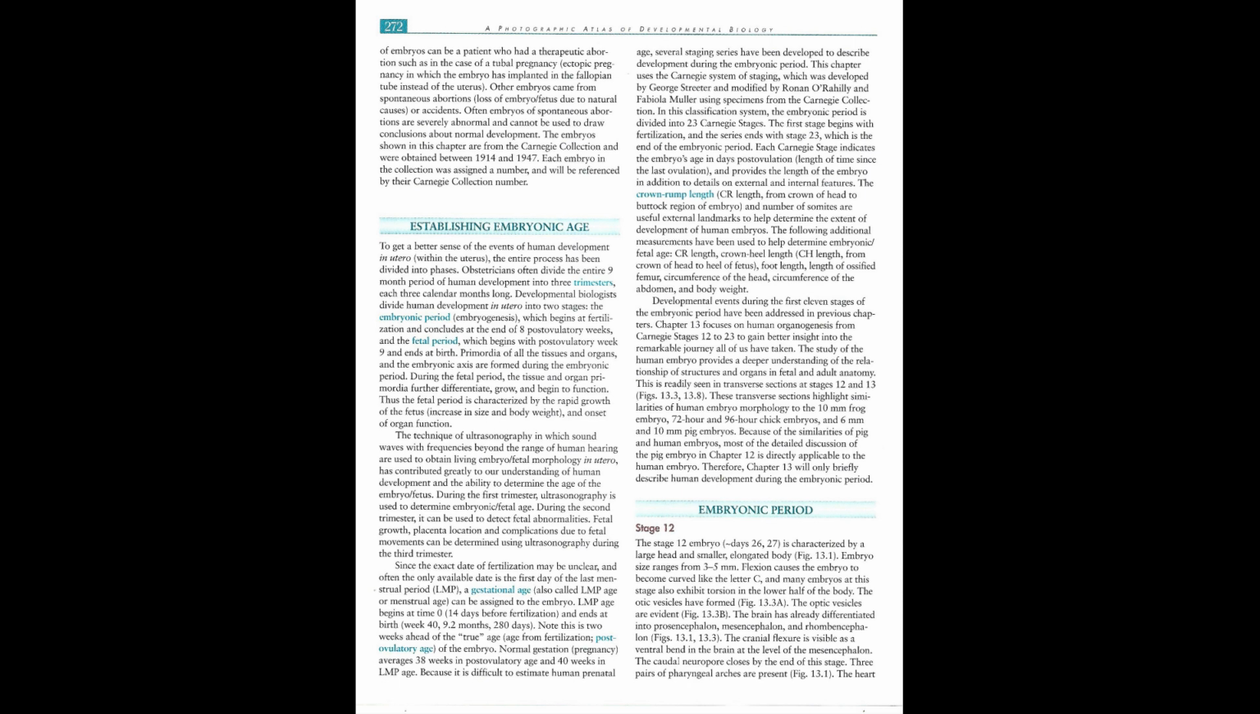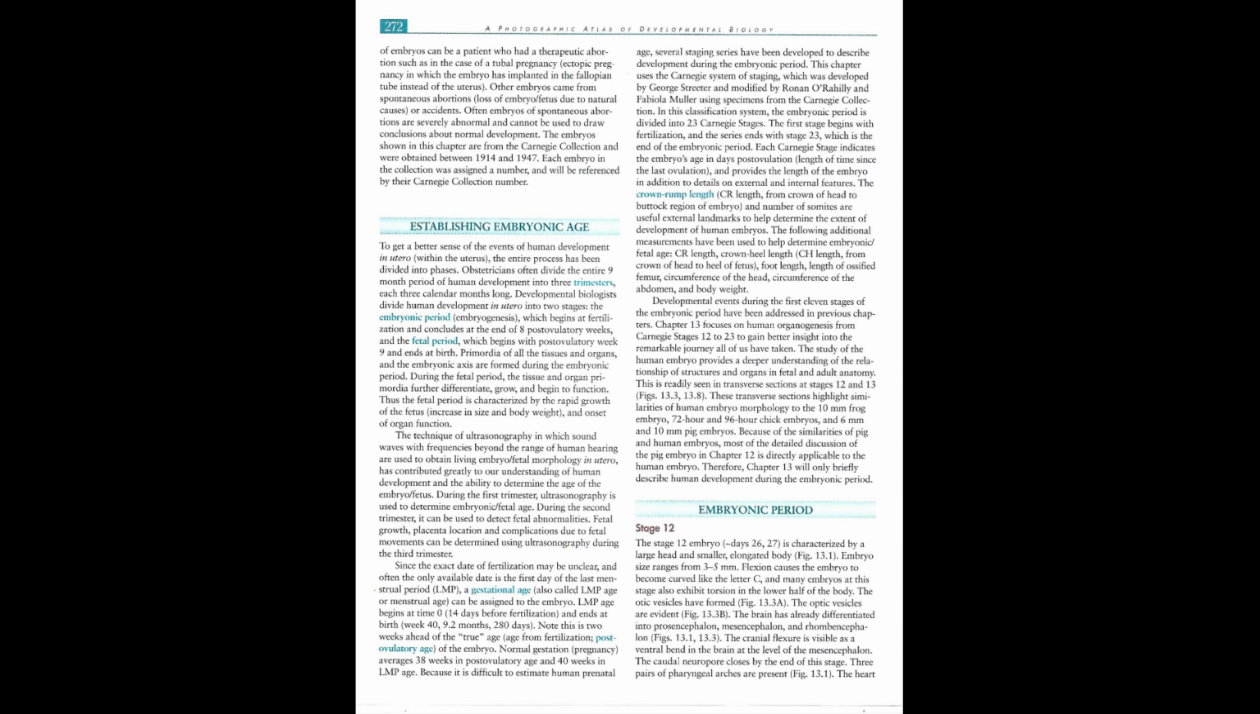Developmental events during the first 11 stages of the embryonic period have been addressed in previous chapters. This chapter focuses on human organogenesis from Carnegie stages 12 to 23 to gain better insight into the remarkable journey all of us have taken. The 3D view of the human embryo provides a deeper understanding of the relationship of structures and organs in fetal and adult anatomy.